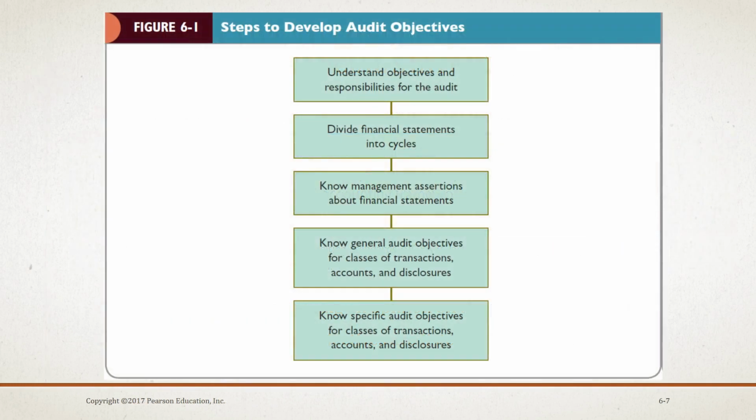We typically divide it into several different steps. The first step is to understand objectives and responsibilities for the audit. The second, to divide the financial statements into cycles. Third, know management assertions about financial statements. Know general audit objectives for classes of transactions, accounts, and disclosures. Know specific audit objectives for classes of transactions, accounts, and disclosures.